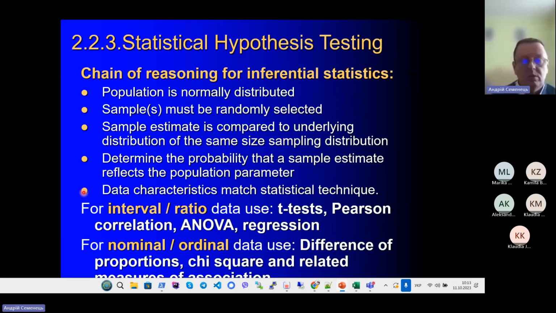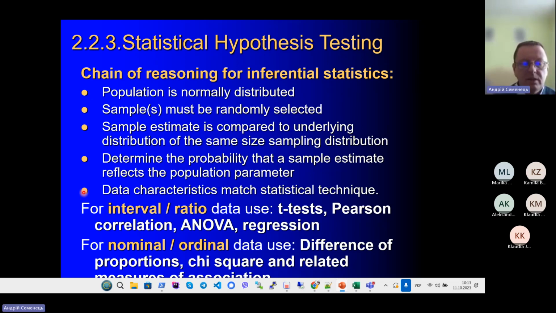A typical assumption when we start to perform statistical hypothesis testing is that we have a normal distribution and a randomly selected data set. The sample estimate is compared to the underlying distribution, sample size, and sample distribution, and then we determine the probability that the sample estimate reflects the population parameters.